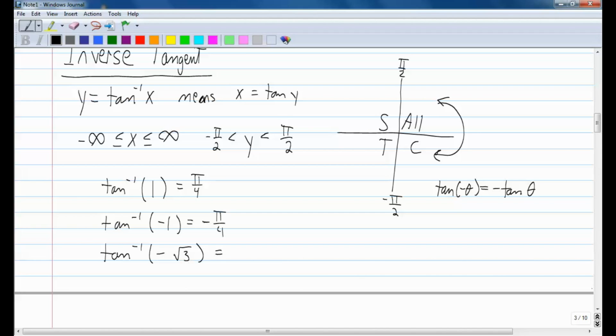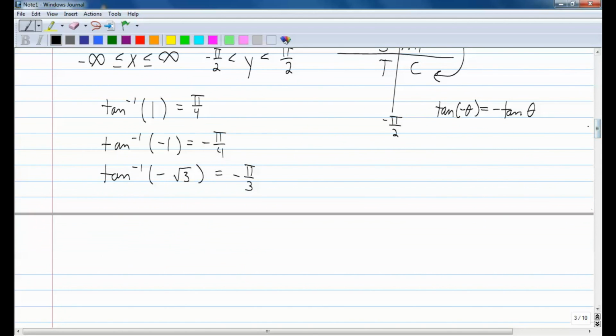So if it's not pi over 6, what's the next logical choice? Pi over 3. The sine of pi over 3 is square root of 3 over 2. The cosine of pi over 3 is 1/2. Square root of 3 over 2 divided by 1/2 gives you square root of 3. So I did all of that to remind you that the tangent of pi over 3 is equal to a positive square root of 3. So if I want the answer in the fourth quadrant, instead of pi over 3, I use negative pi over 3.